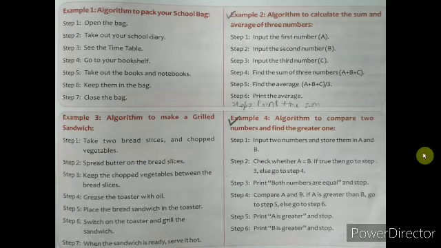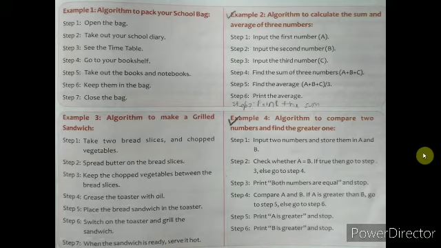Input the third number. So in this way we are giving input of 3 numbers. After that, in order to find the sum, we need to use the operator. You can see step number 4, find the sum of 3 numbers, A plus B plus C. So now A plus B plus C will give you the total of the 3 numbers which you have input.